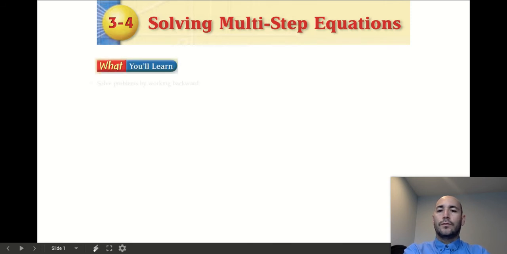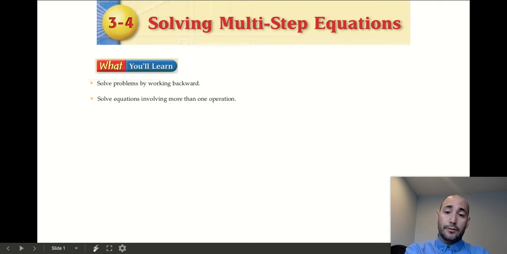So what we're going to learn today in this lesson is how to solve problems by working backwards, and how to solve equations involving more than one operation, so multiplying and addition, or subtraction and division, or any combination of those.